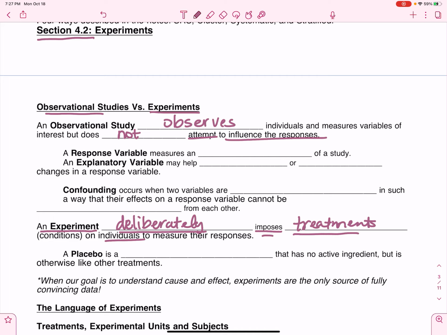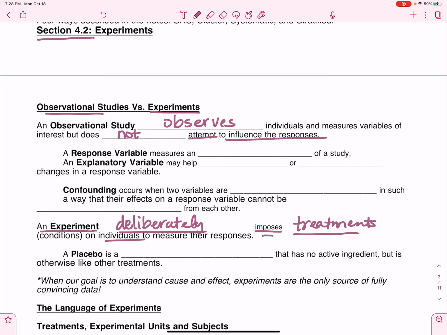Oftentimes, we use an observational study if we want to gather data on something that it wouldn't be ethical to perform an experiment on. For instance, if you wanted to observe the effects of drug and alcohol abuse, even if people volunteer to take drugs and alcohol, it's not ethical to randomly impose that treatment on them. So for anything for which it would be unethical to conduct an experiment, observational studies are really useful.